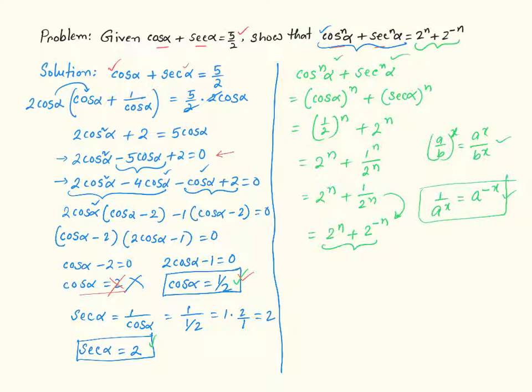Then secant alpha is 1 over cosine alpha, which leads to 2, so secant alpha is 2. Now I take the left hand side of the desired equation, which is cosine to the power n alpha plus secant to the power n alpha, and I plug in the values of cosine alpha and secant alpha and simplify it, and I finally get this one.